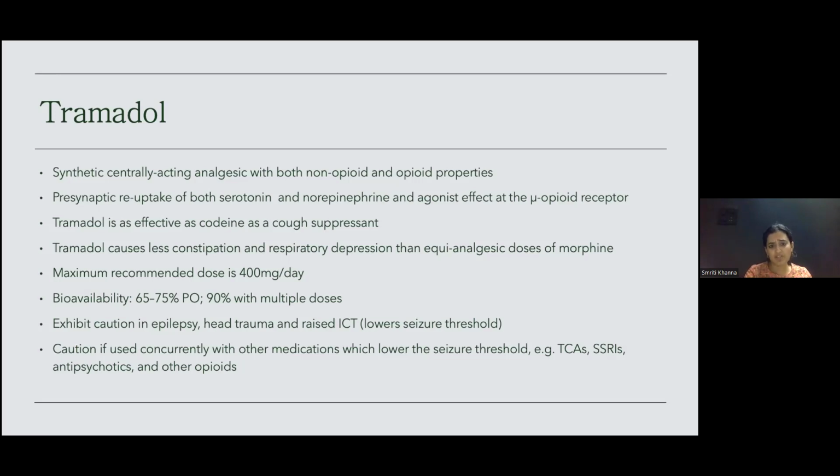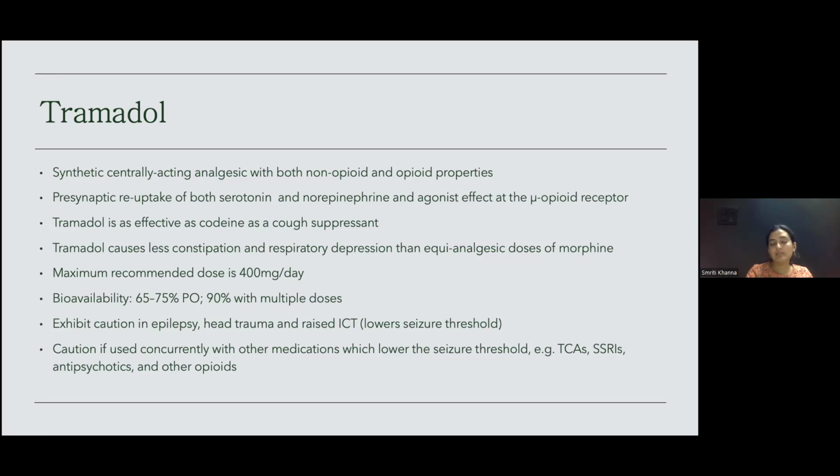Tramadol is also effective as a cough suppressant, although it's hardly ever used exclusively for that. It's less constipating and causes less respiratory depression. We'll come to the overall side effects of opioids later. The maximum recommended dosage is about 400 milligrams per day. It has a decent bioavailability of 65 to 70%.